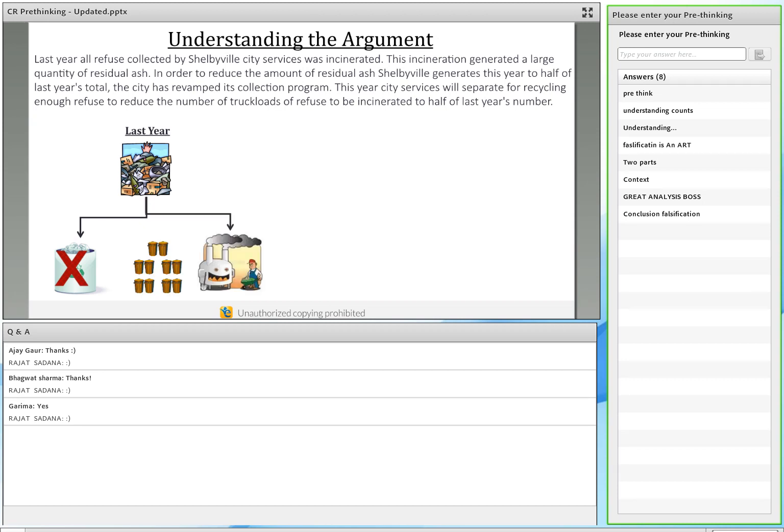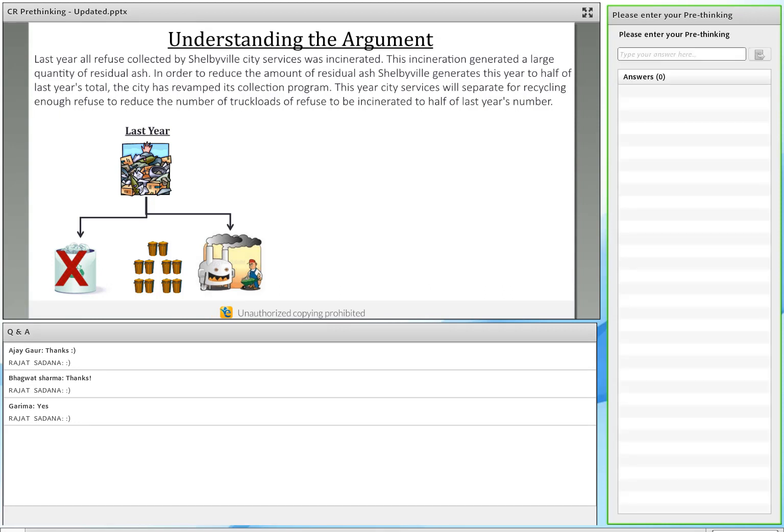We collect refuse. Last year we did not send anything for recycling, we actually burned everything. And that incineration or burning created a lot of residual ash. Okay, and that's something that is wonderful. You people don't like it. You get a lot of residual ash. Now, I couldn't get a really good icon for a truck. I actually got an icon for a trash can. So let's assume one trash can is equal to one truck full of load, which was sent for incineration.